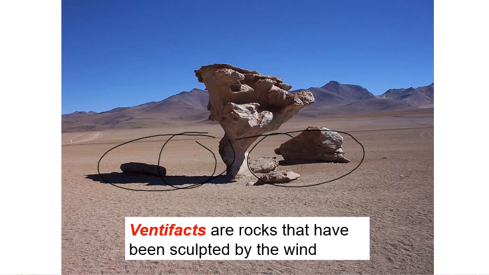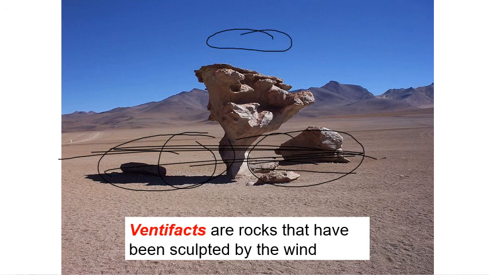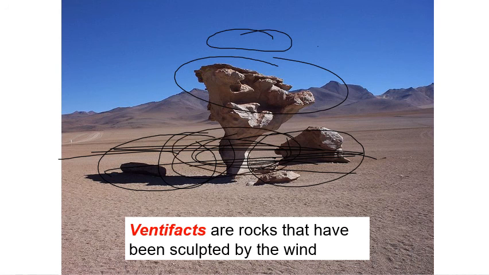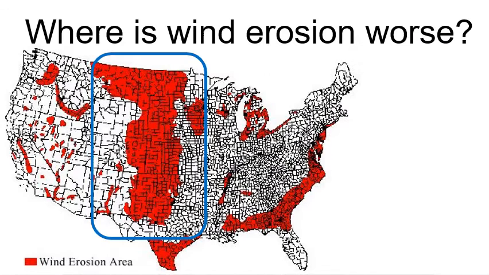So rocks get sandblasted and they get broken into smaller pieces because the wind is blowing a lot of sediments around down here. You don't get as many sediments blowing up here, so the rock stays its original shape up higher, tends to get eaten up and eroded more down low. These weirdly shaped rocks are called ventifacts. These are rocks that get sculpted or shaped by the wind.